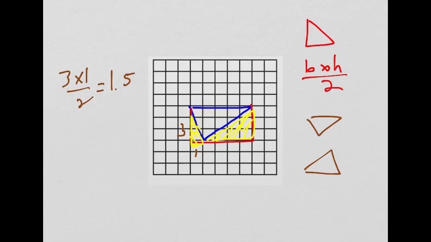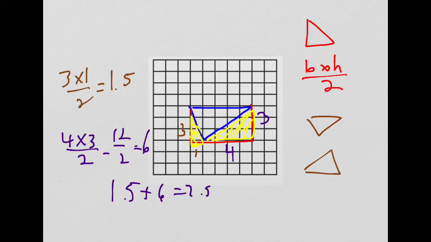The larger yellow one, let's do this in purple, measures 4 by 3. So that one is 4 times 3 divided by 2. That's 12 divided by 2. Oops, not 6. Let's erase this. 12 divided by 2 equals 6. So if we add those two together, 1.5 plus 6 equals 7.5.